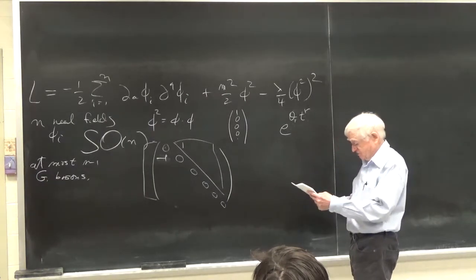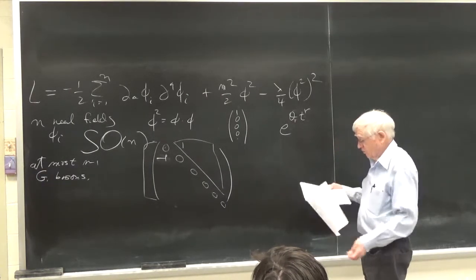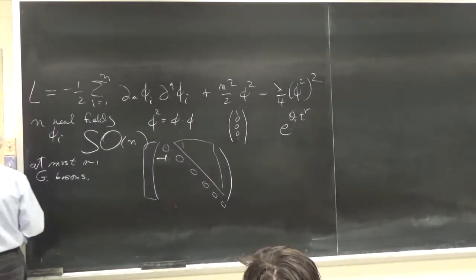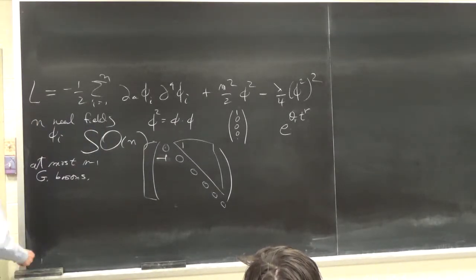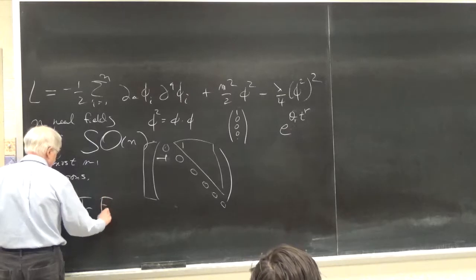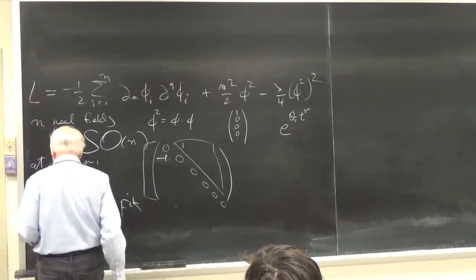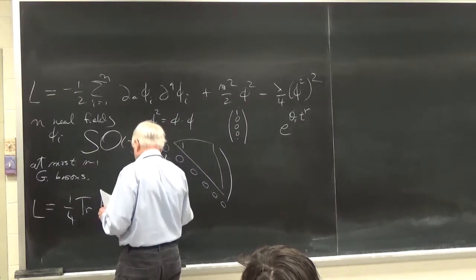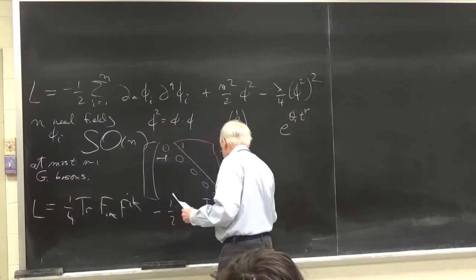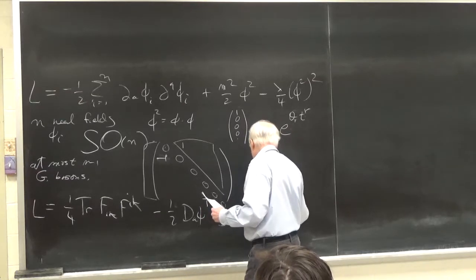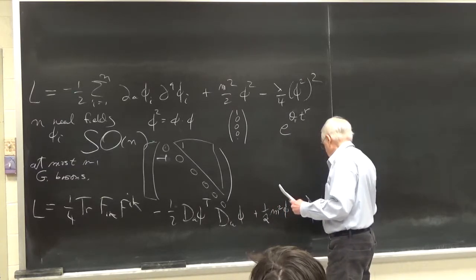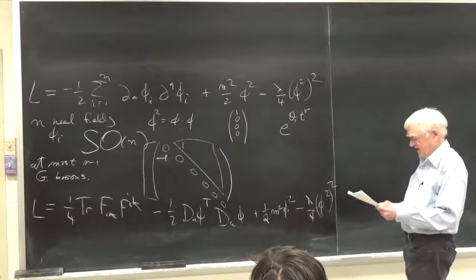But if we then add a gauge field, then what we've got is the non-Abelian Higgs mechanism, and so what we'll have here is a quarter trace of F_{ik} squared, minus a half D_μ phi transpose D_μ phi plus a half m squared phi squared minus lambda over 4 phi squared squared, where phi squared of course is phi dot phi.